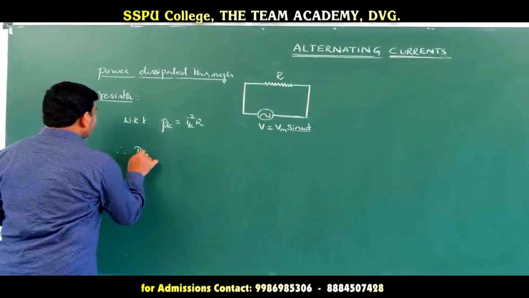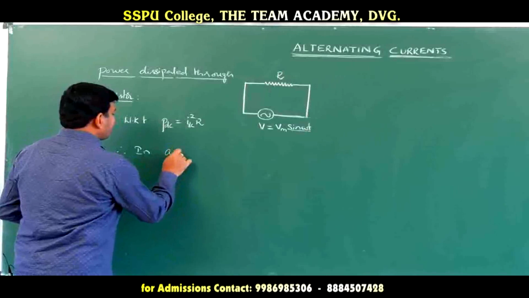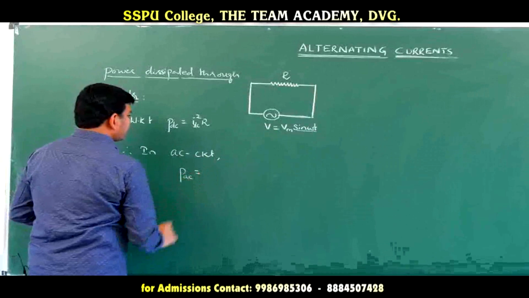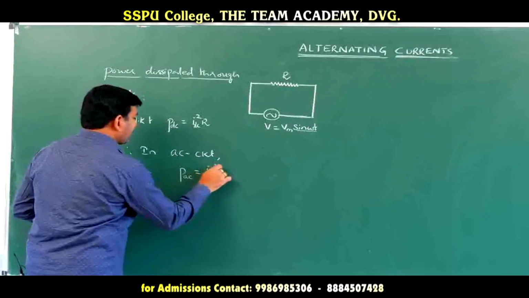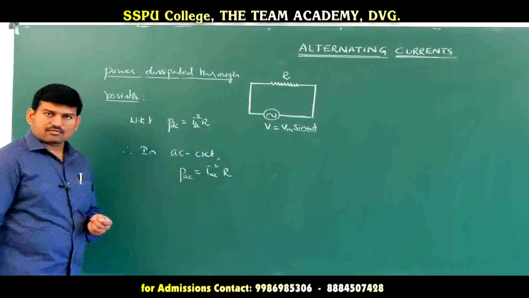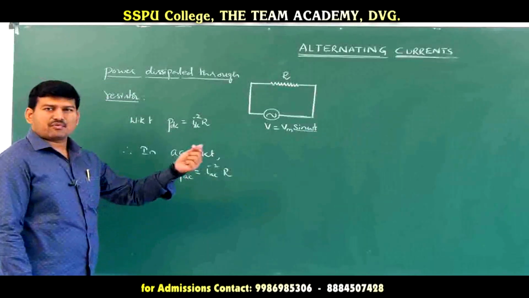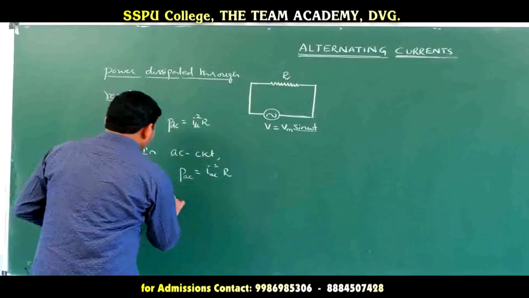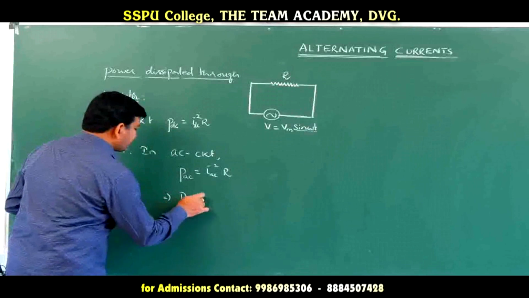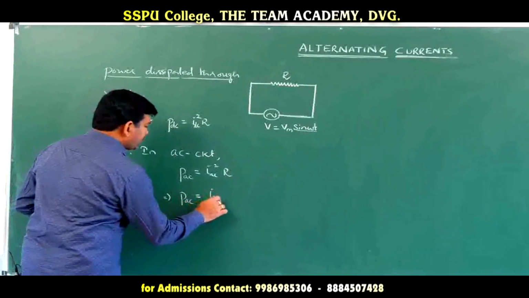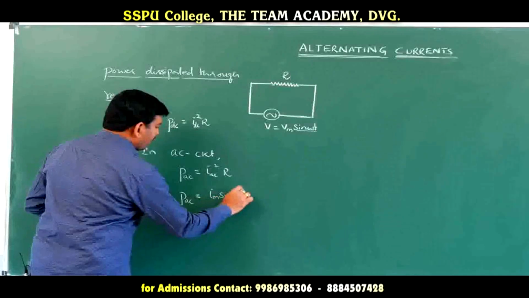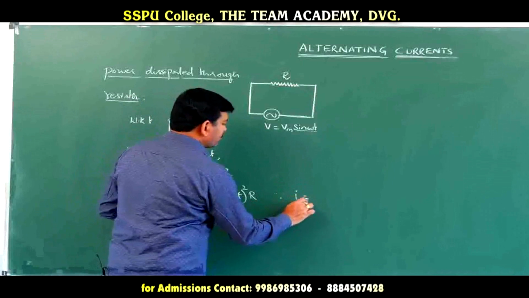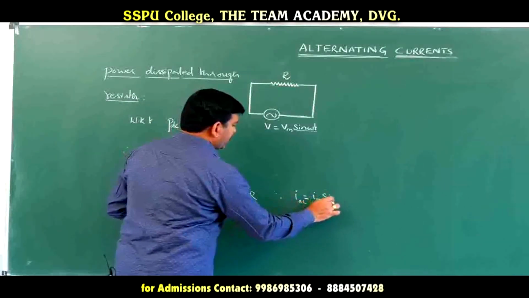Therefore, in an AC circuit, what can I say? The AC power dissipated is equal to I_AC square into R. But what is the AC power here? Just now we calculated that I is equal to Im sine omega t. Therefore, the AC power dissipated is equal to (Im sine omega t) whole square into R, since the AC current I is equal to Im sine omega t, which we derived just now.